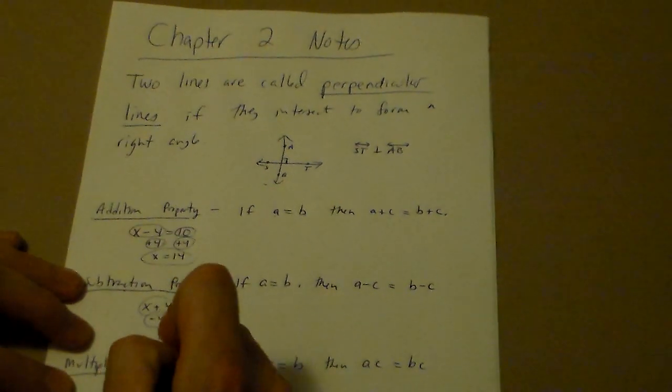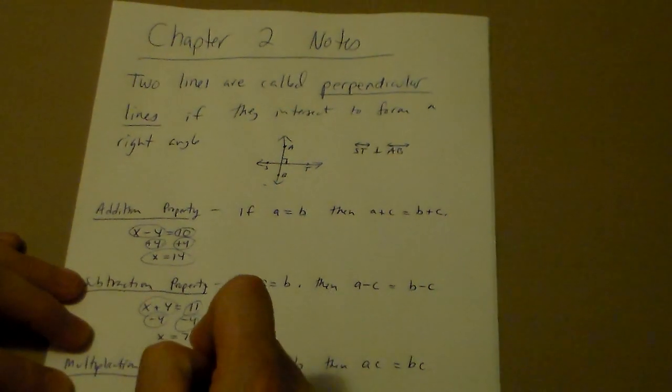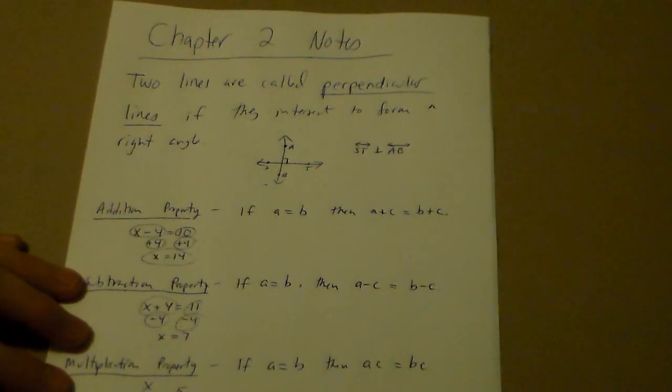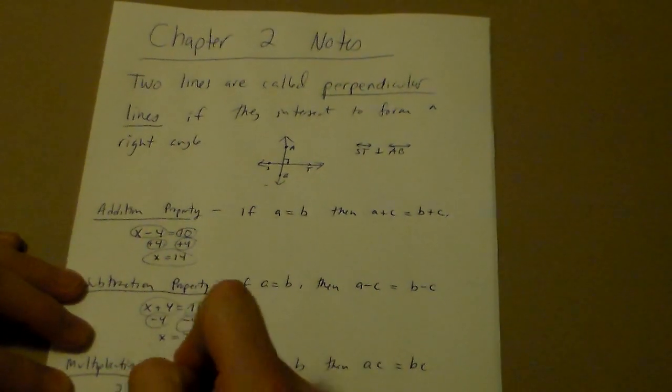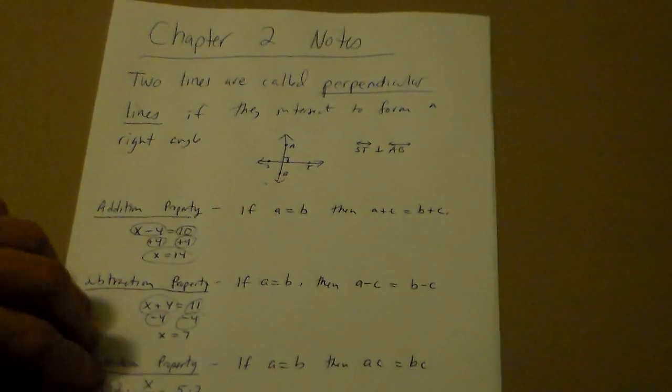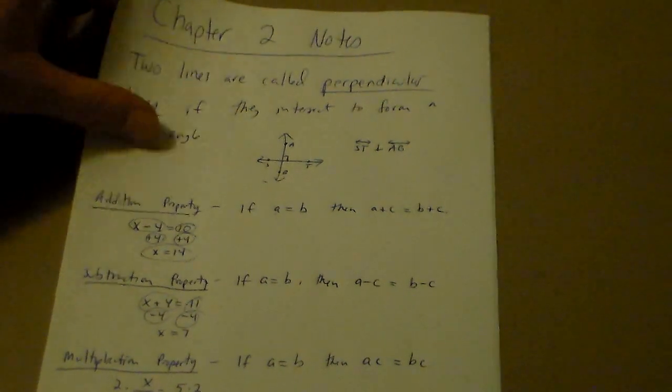So if I had x over 2 is equal to 5, and I wanted to solve for x, and I said I multiply by 2 and I multiply by 2 and x equals 10, that's an example of the multiplication property. Okay? Next one. We're going to have the good old division property.